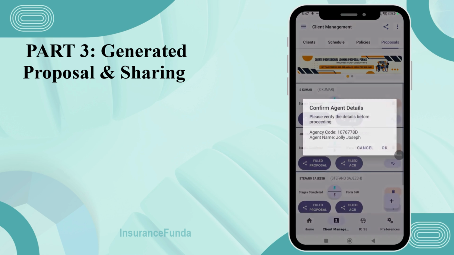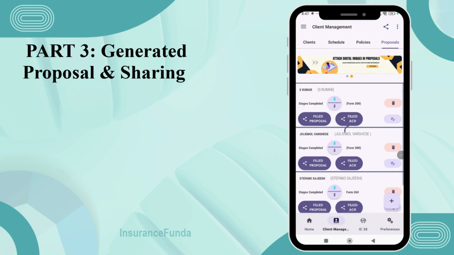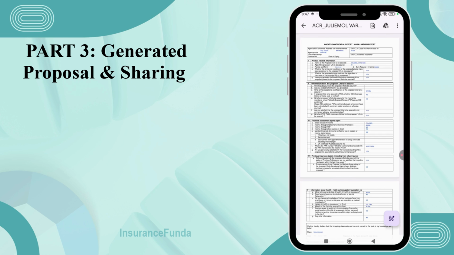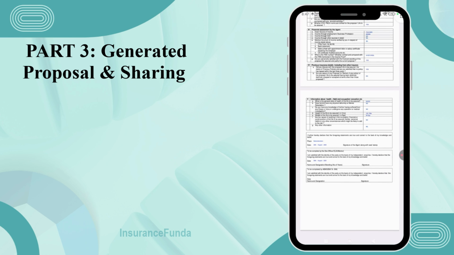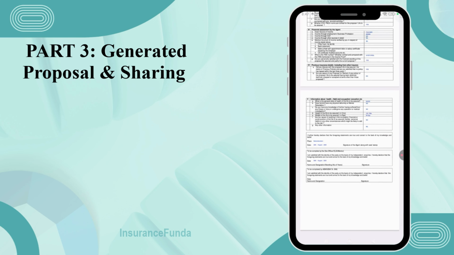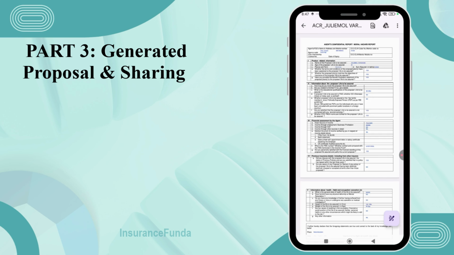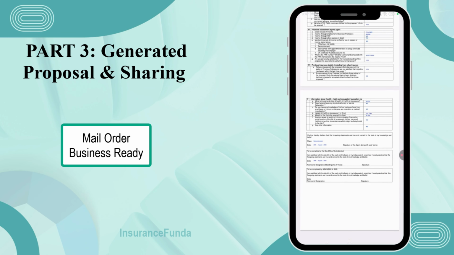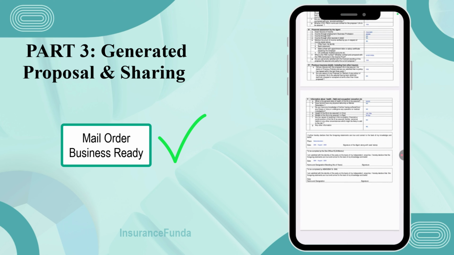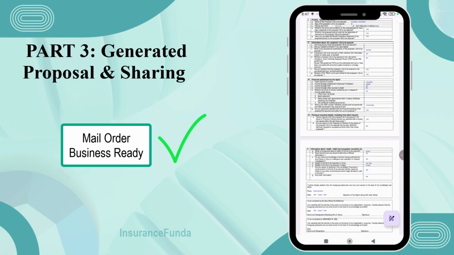Once all 5 stages are completed, the proposal form and ACR become available for download and print. You can review the proposal anytime, edit if necessary, and share the PDF via WhatsApp, email, or print directly. This feature is especially powerful for mail order business with NRI clients. You can create the proposal, share it over WhatsApp, get it signed, and receive the soft copy back, which is fully acceptable by LIC.